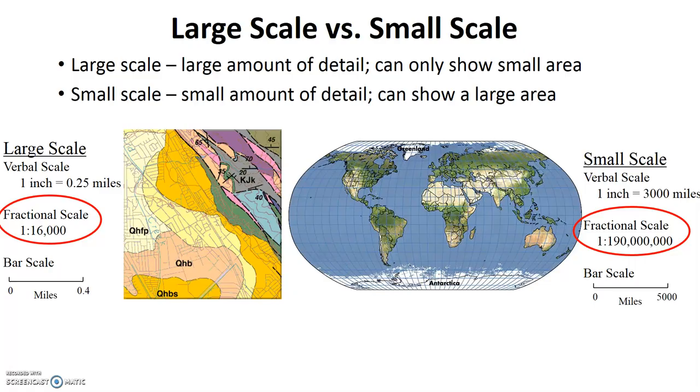Which of these two fractional scales here shows a larger number? Actually, I guess both of these scales are written as ratio scales, but remember, you can also write them as a fractional scale, 1 over 16,000 for the map on the left, and 1 over 190 million for the map on the right. So again, which of these two fractional scales depicts a larger number?